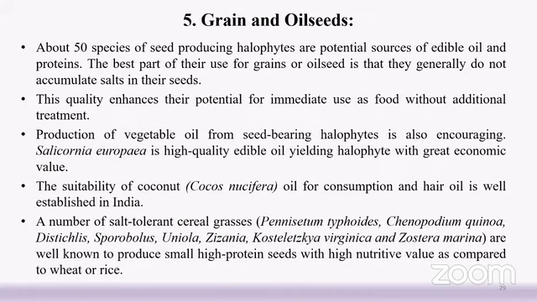A number of salt-tolerant cereal classes like Pennisetum typhoides, Chenopodium quinoa, Distichlis, Sporobolus, Inula, Gidenia are well known to produce small high protein seed with high nutritive value as compared to wheat and rice. This quinoa, Chenopodium quinoa, is a very emerging crop nowadays. It is a halophyte, and we also did an experiment at our institute, and we saw that with 30 EC water the plant survives and produces yield. No doubt yield is decreased from normal water, but it produces yield up to 30 EC, and this is a very salt tolerant plant.